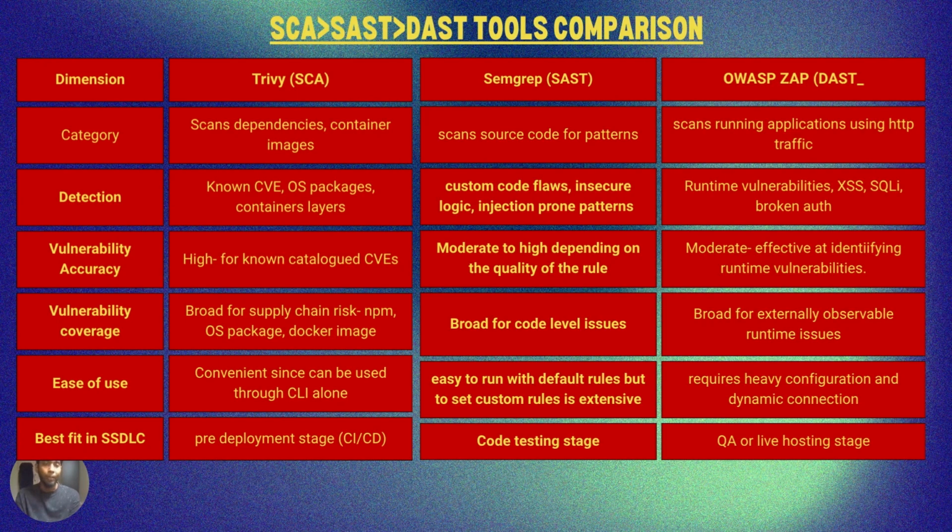If we talk about the best fit, Trivy is a best fit for early build stage or pre-deployment stages. Semgrep is best for the development stage, to catch insecure coding patterns during or before code review. And ZAP is useful when you are testing on live on your localhost or during the quality assurance test. So that's all from us.